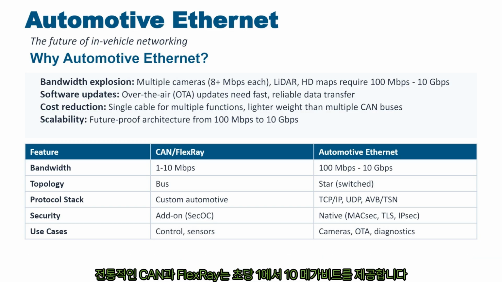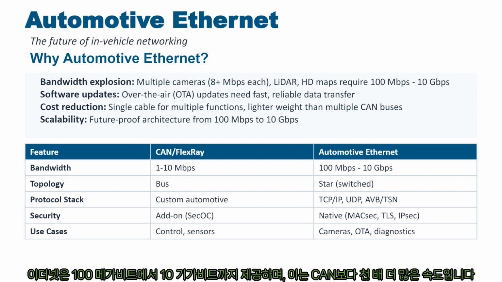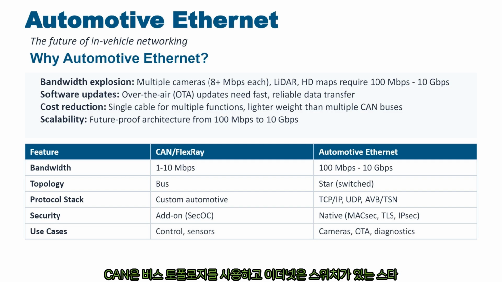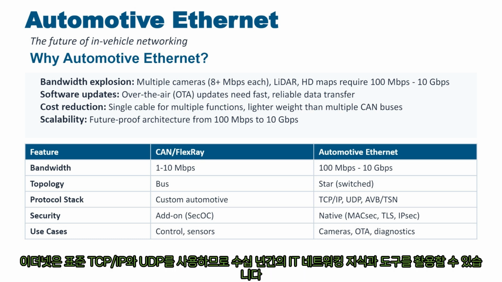Now let's look at the comparison table. Traditional CAN and FlexRay offer 1 to 10 megabits per second. Ethernet offers 100 megabits to 10 gigabits. That's 1,000 times more. CAN uses a bus topology. Ethernet uses a star topology with switches, which provides much better isolation and security. CAN has custom automotive protocols. Ethernet uses standard TCP/IP and UDP, which means we can leverage decades of IT networking knowledge and tools.